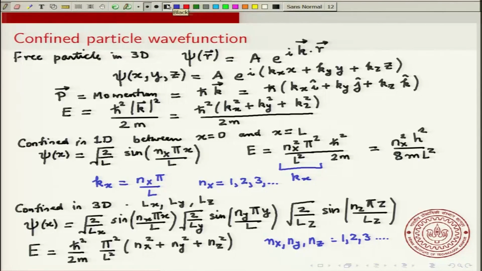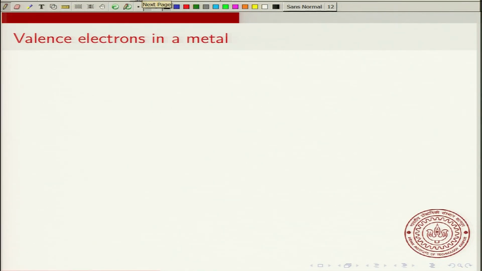Okay. So, what is the basic idea of band theory of solids? The idea here is to describe the valence electrons in a metal. And the general physical picture that we have is the following: if I take a piece of metal, a crystal of the metal, there are several atoms ordered in some array.